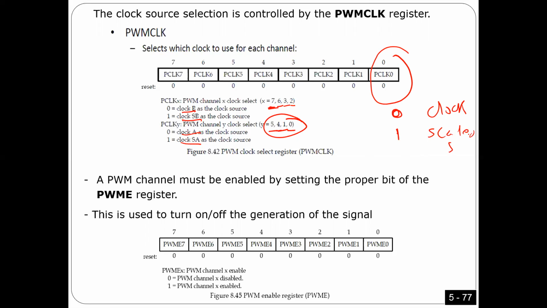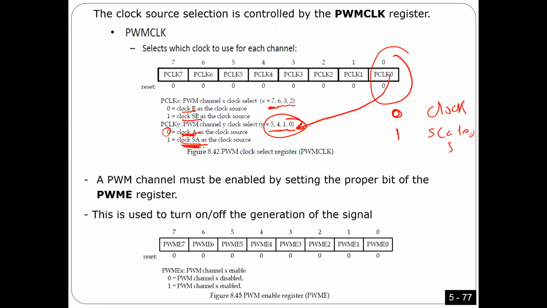Very easy. For example, if you look at channel 0, I'm here. If you put 0, that means the source of the clock of channel 0 is going to come from clock A. If you put 1, that means the source of channel 0 is coming from clock scaled A. Okay, so this is how you select the source of the clock. This is number 2, another register.